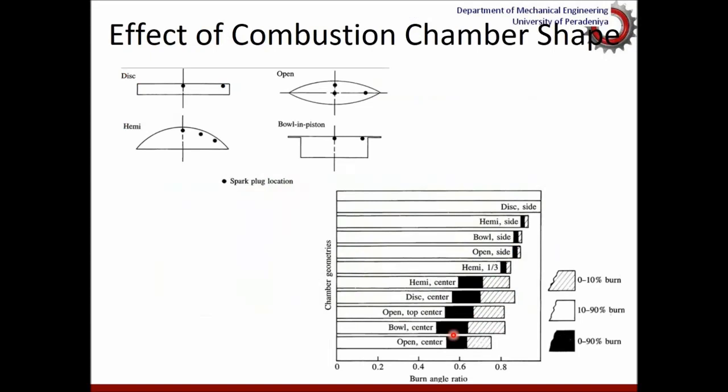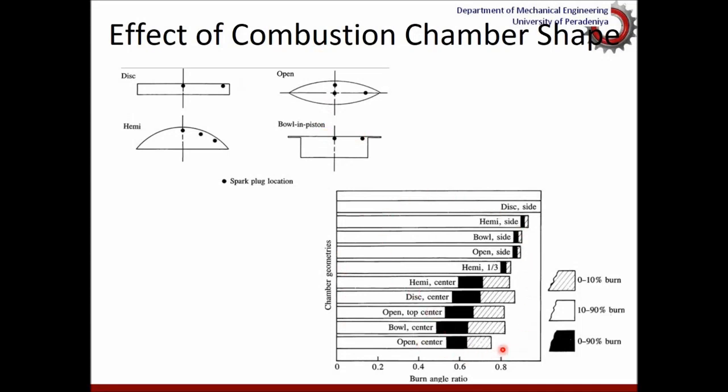And this graph shows the burning ratio, that means burning angle, that means combustion duration normalized to one particular type of combustion chamber shape. So this is the dish type, open type, hemispherical, bowl in piston type, and this is the spark plug location. This gives you an idea about the effect of the shape as well as the location of the spark plug on the combustion process.